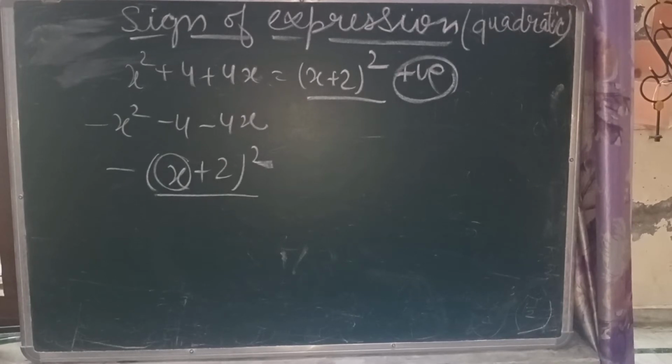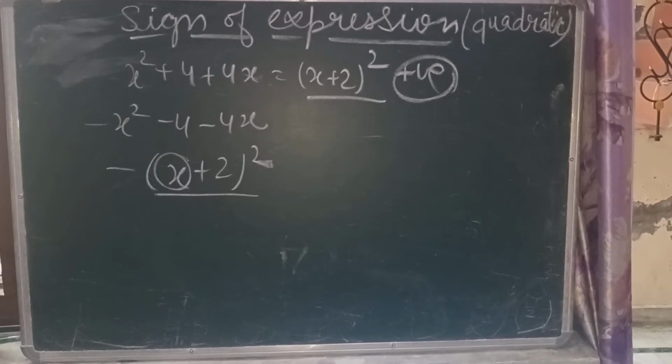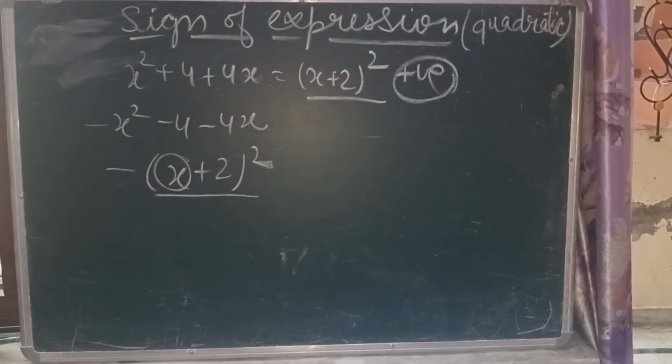If I talk about the second expression, minus x square minus 4x minus 4, it can be different also, but I have given an example from the same terms with a different sign. If I take the minus sign common outside, it will be x plus 2 whole square inside. That means for all the values of x, either positive or negative, whatever values you want to keep for x, the expression will always be negative.